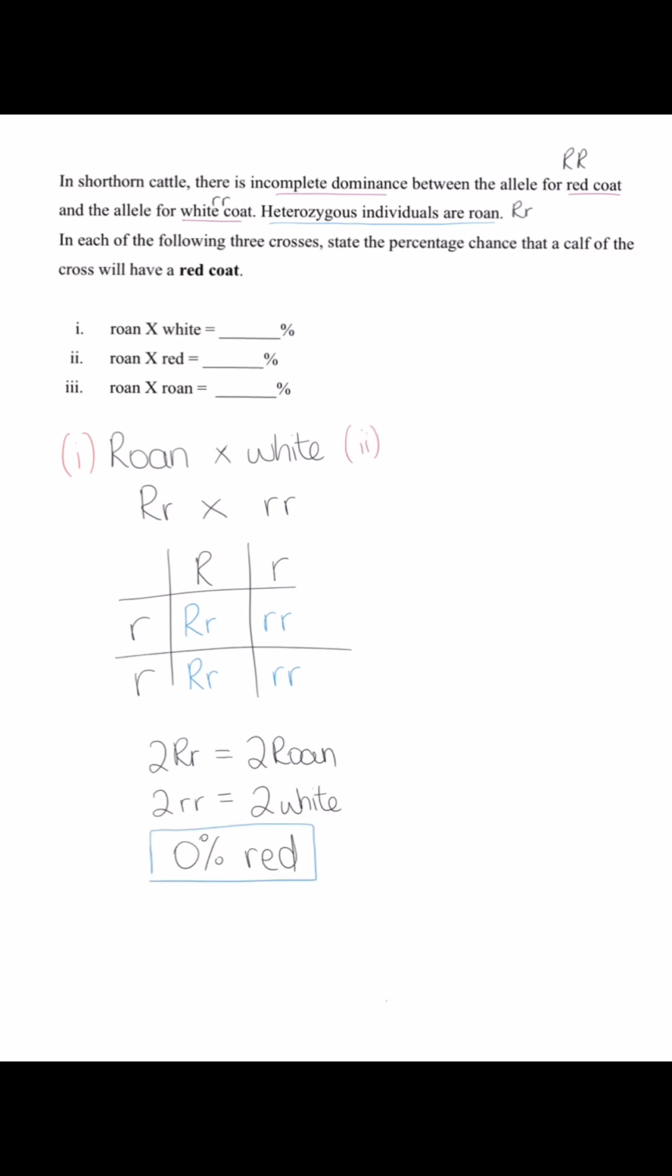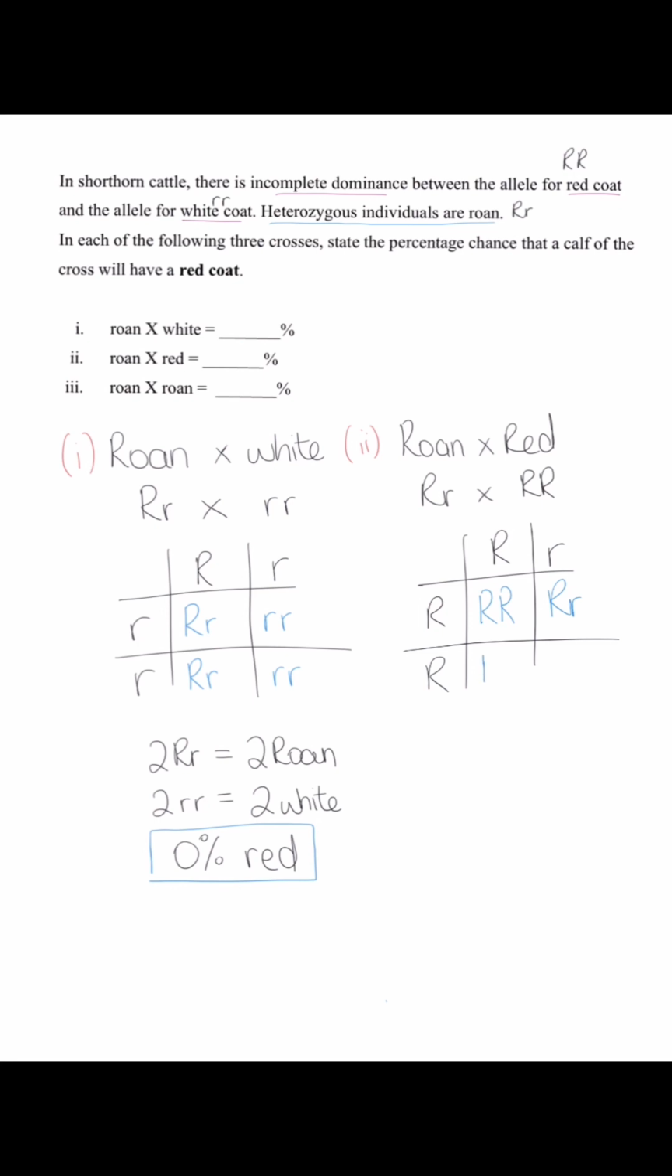The second one is a cross between a roan and a red calf. I'm going to write down the genotypes for those. So roan is capital R small r, and red is capital R capital R. Draw out my Punnett square, and I'm going to put capital R small r on top and capital R capital R on the side. When I do my genetic cross here, it's going to be capital R capital R, capital R small r, capital R capital R, capital R small r.